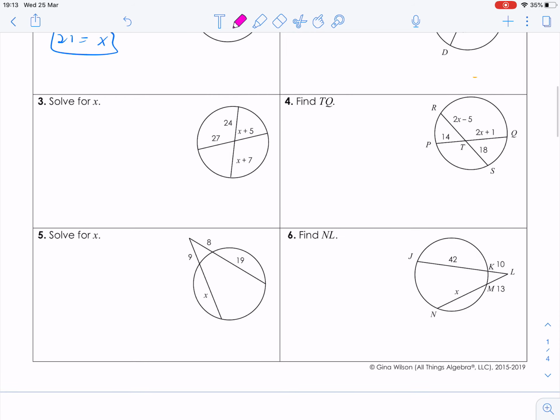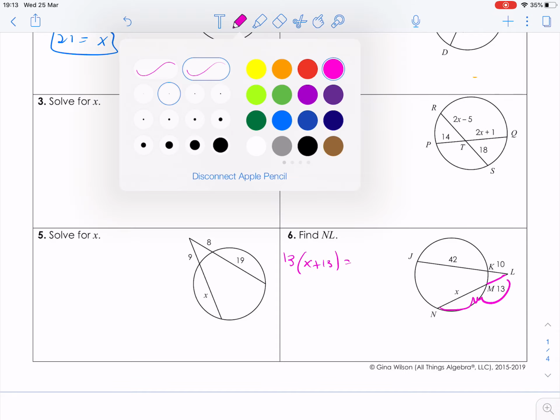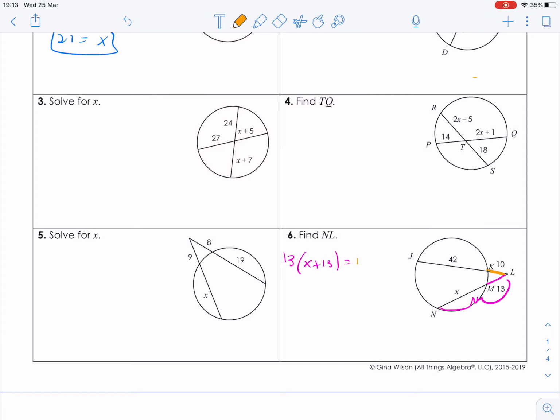That's cool. That is what I'm going to show you now. So say, for example, number 6, we have the outside here. We have two intersecting secants. Outside, that's 13, times the whole thing, X plus 13. That's going to equal the outside, 10, times the whole thing, 52. Cool. So distribute, we get 13x plus 169. 10 times 52 is going to be 520. And then we solve for x. 13x equals 351, x equals 27.